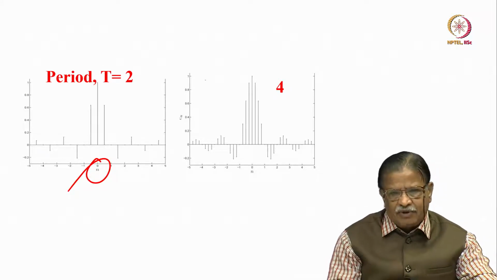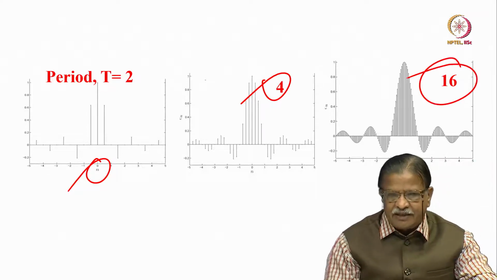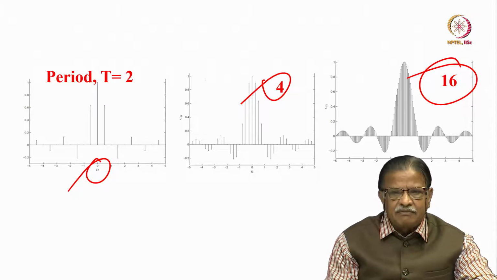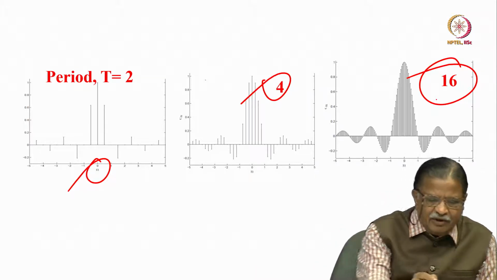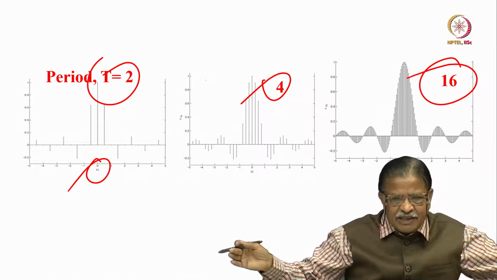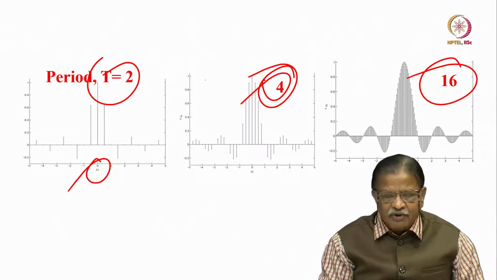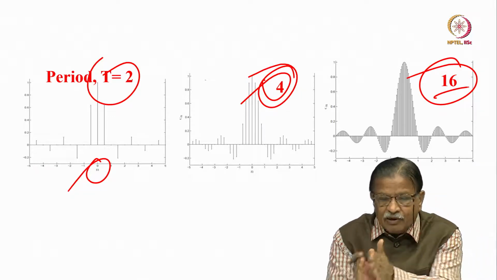For period 4 it is like this. For period 16 it is like this. Already you can feel what is going on as the period keeps on increasing. Here when the period was only 2, the frequencies were well separated, they were dispersed more and more. As you increase the period, 2 became 4, it became closer and closer. So you go to 16, it became even closer.